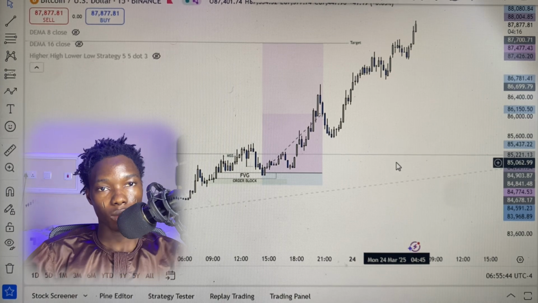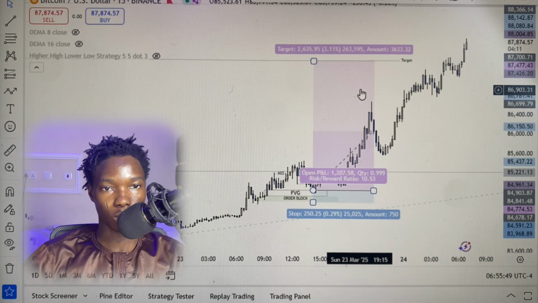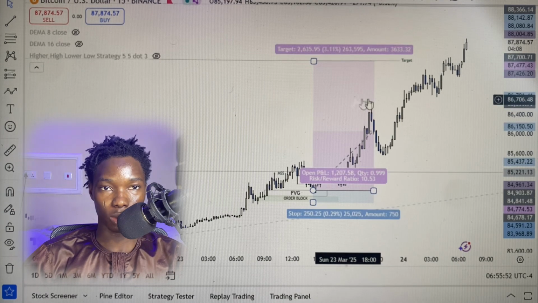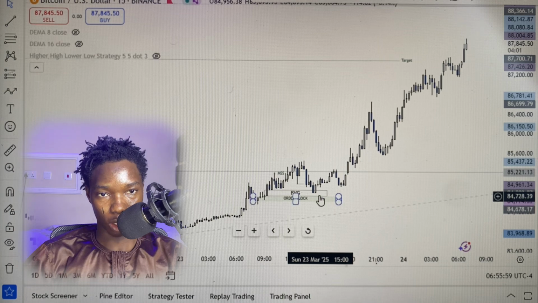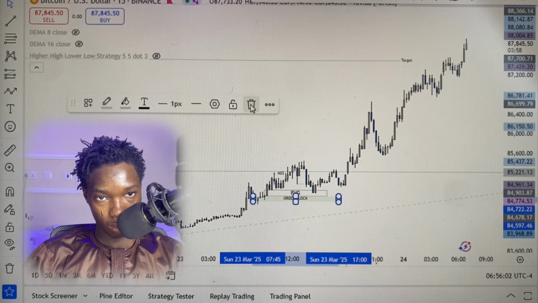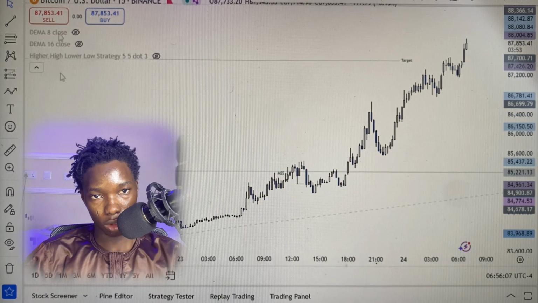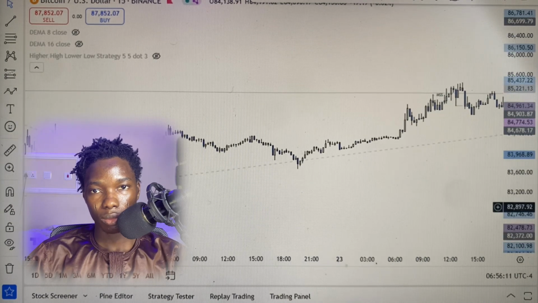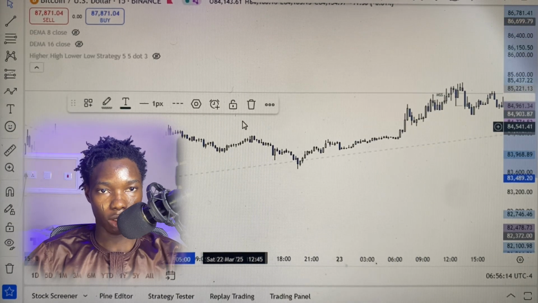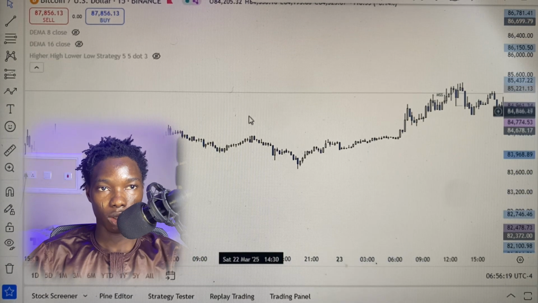So let's proceed to how I was able to get this 1 to 10 RR move on BTCUSD. Firstly, I will take off all this analysis, deleting each one. Okay, this trend line also needs to be deleted.